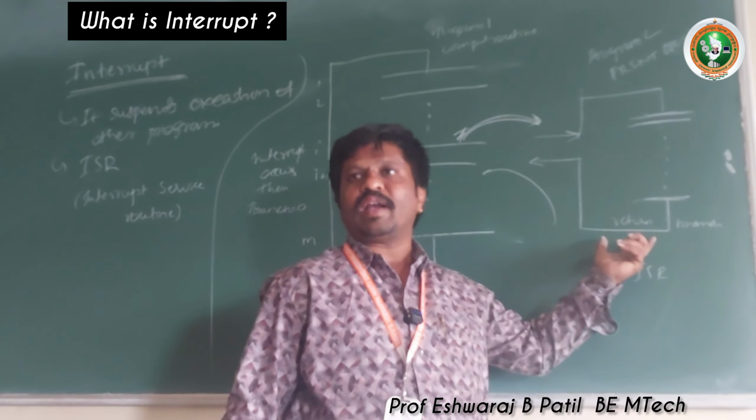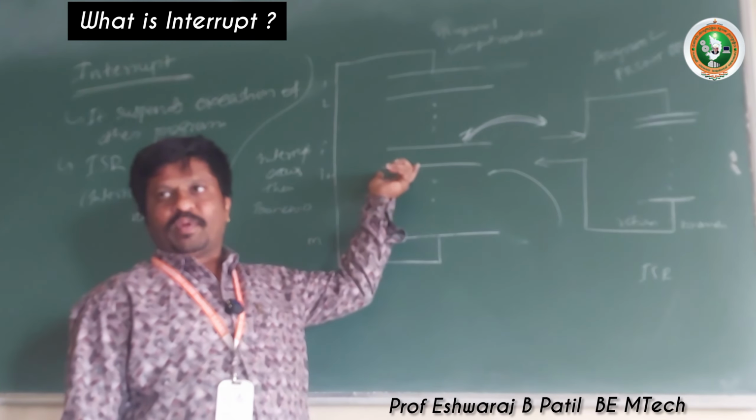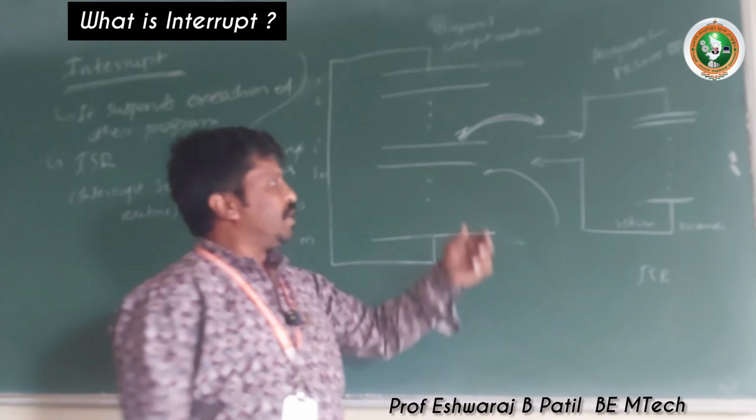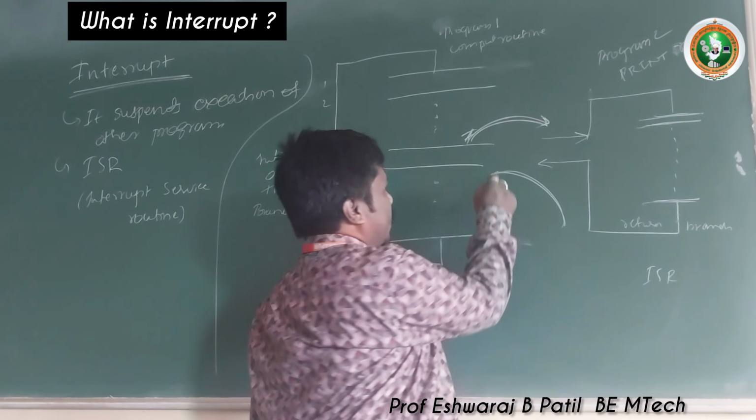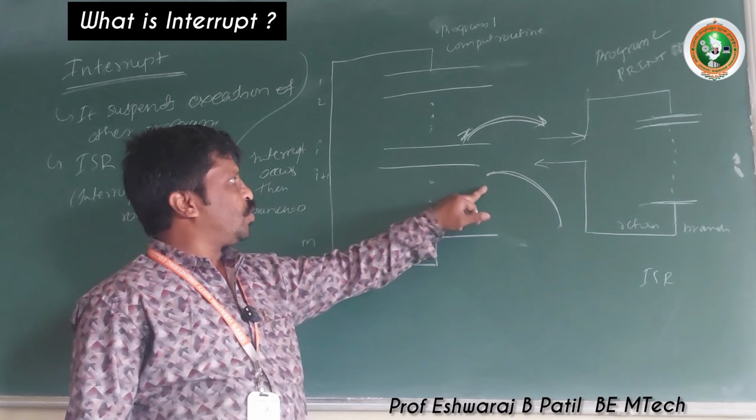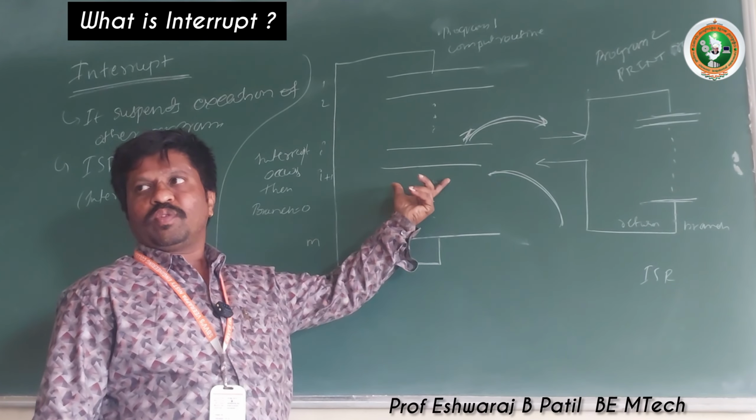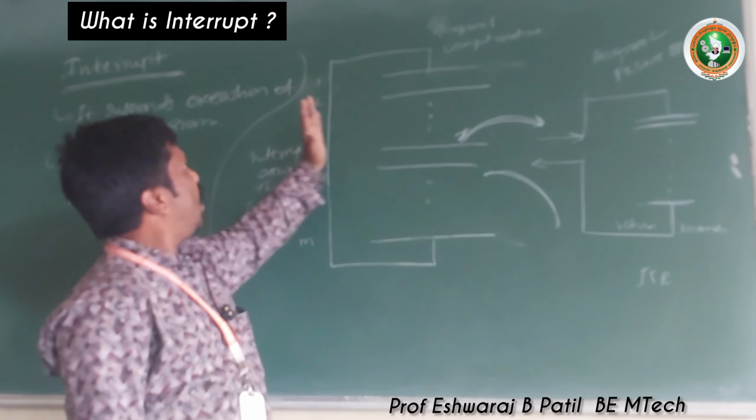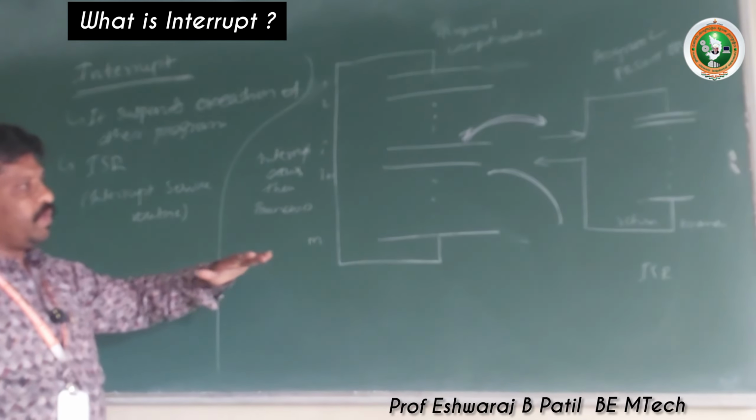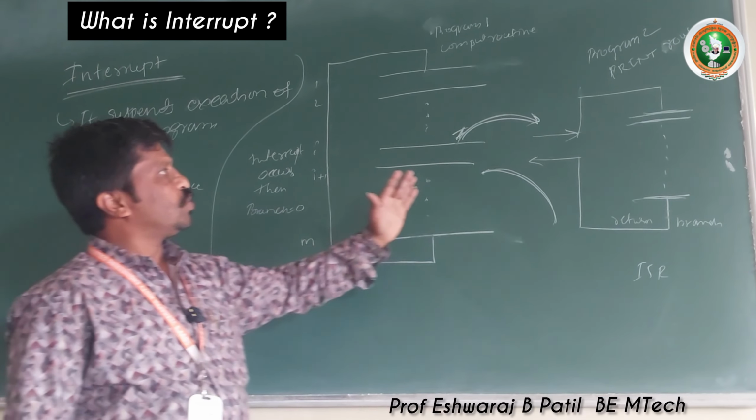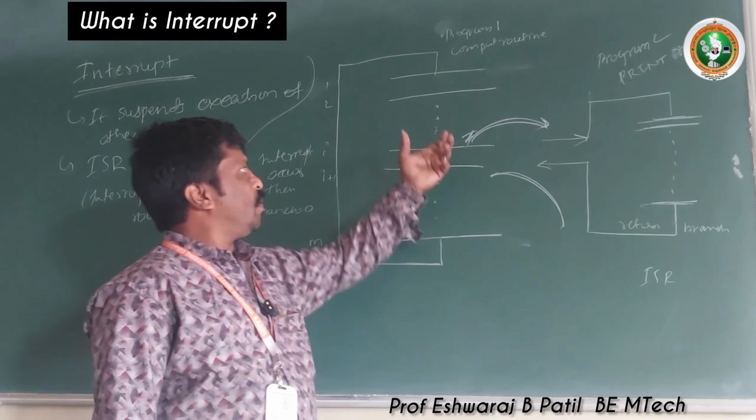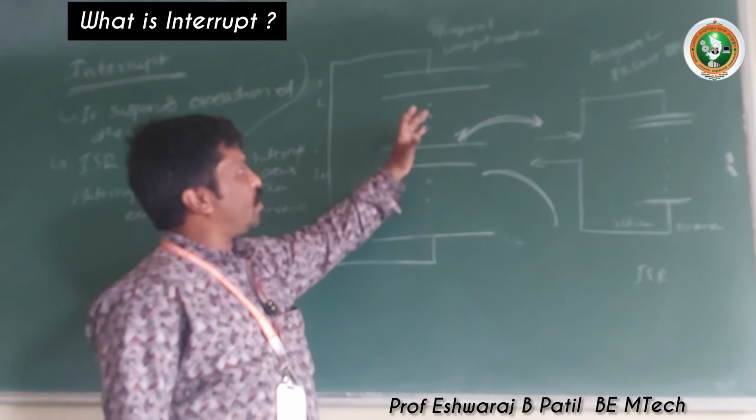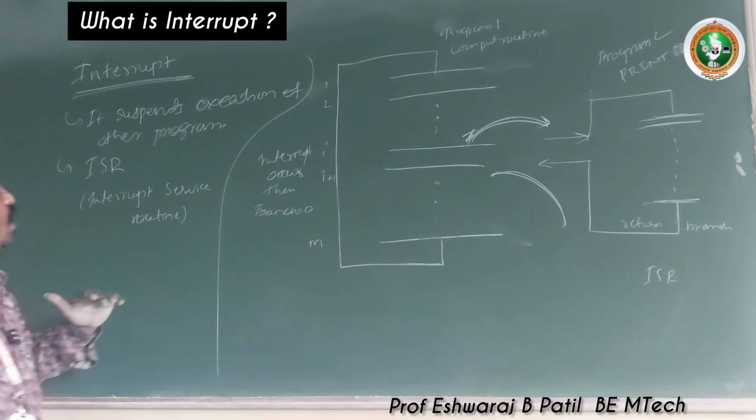The return will hold the address of the main program. After the service is complete, control comes back to the main program. This is what we are doing, the interrupt service routine. We are servicing the particular interrupt with the help of the main program. This is all about how the interrupt occurs.